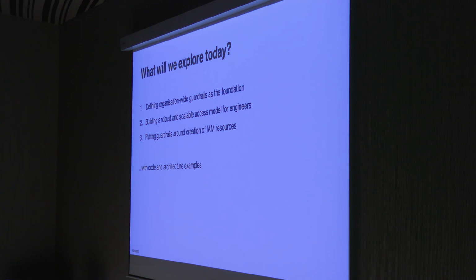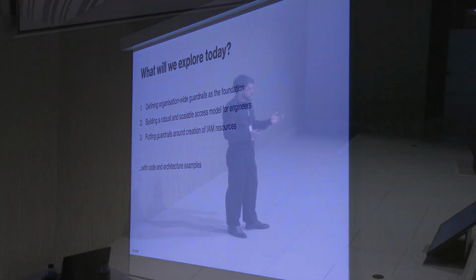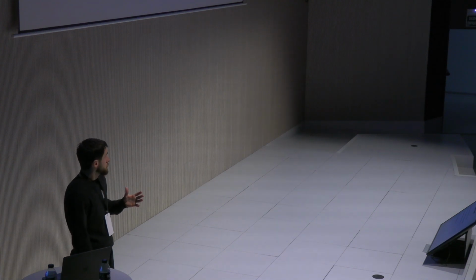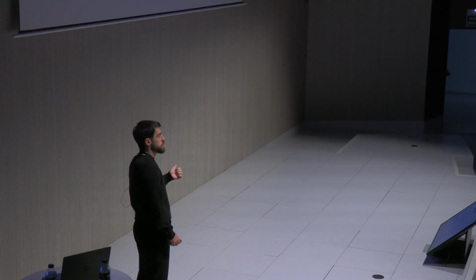And the last one will tie to the first 2 topics. So once we have secure organization-wide guardrails in place, and we also have a robust access model for engineers, we also want to make sure that engineers cannot elevate their access. So we'll be putting some guardrails around creation of IAM resources. And all of that will be supported by some architecture diagrams and code examples. The code examples will be in AWS CDK, but the concepts apply just as well if you use CloudFormation, Terraform, or any other infrastructure as code tool.